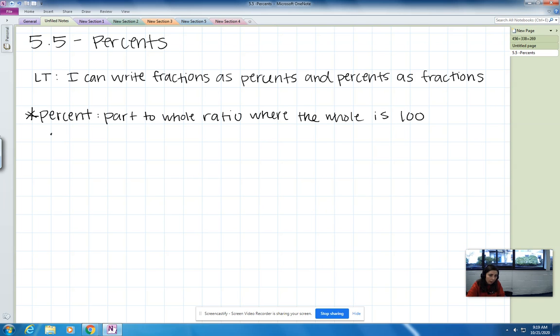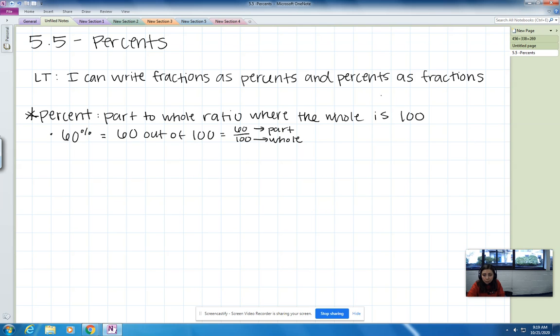So what I mean by that is that if I were to say you got 60% on this test, that means you got 60 out of 100. 60 is the part, and 100 is the whole. So a percent is just a part to whole ratio where the whole is 100.